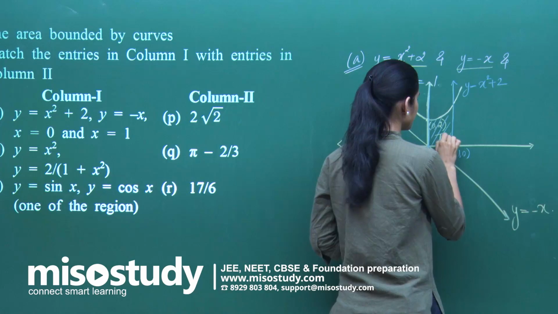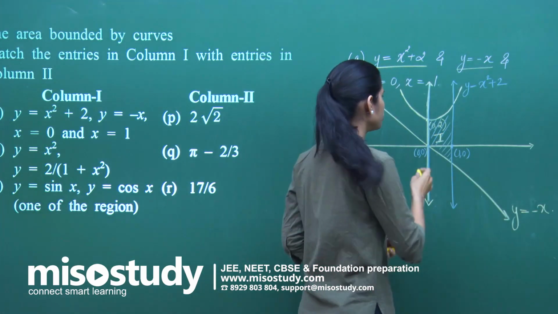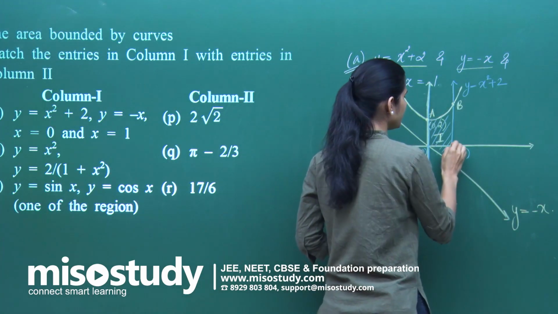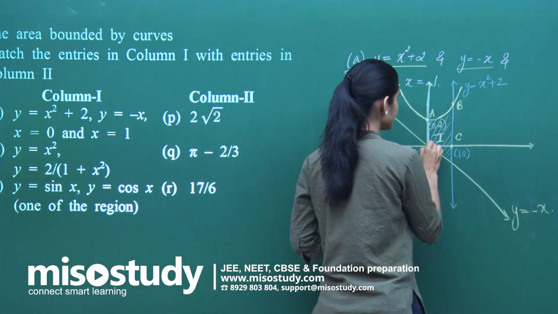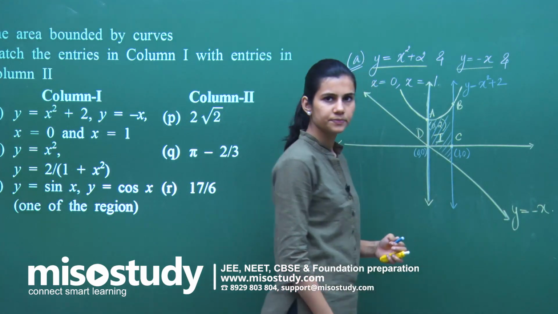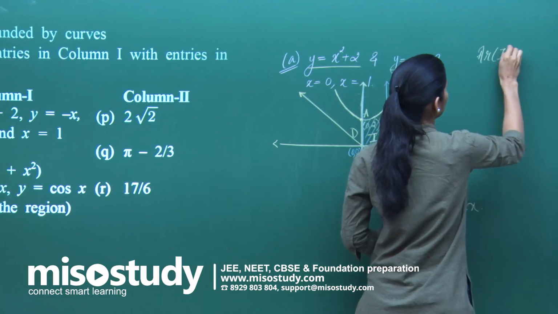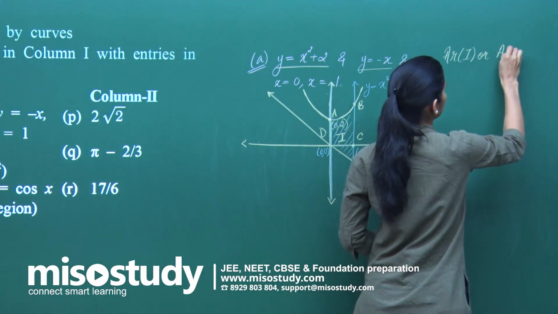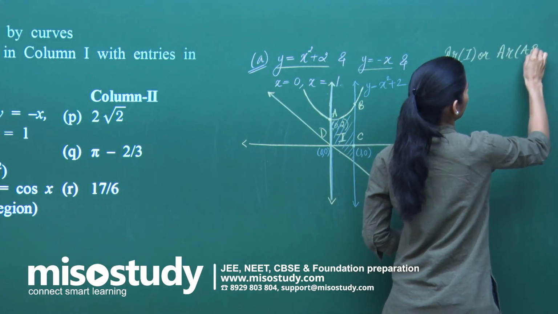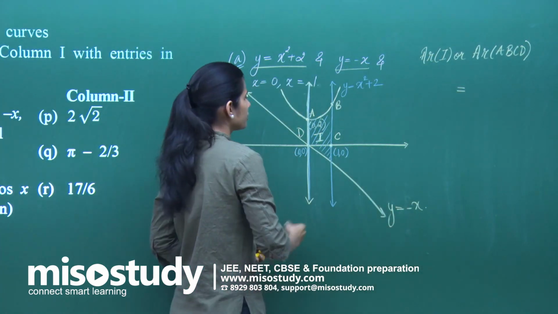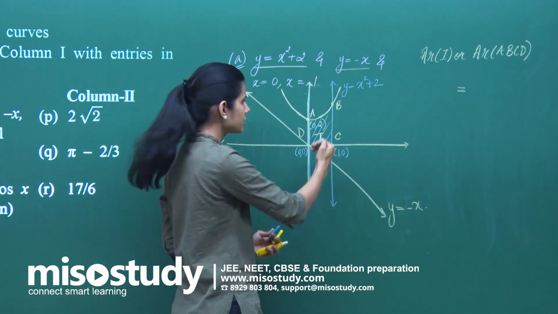Let me name this figure as 1. Or you can do one more thing. This is A. Name this point as B, name this point as C and name this point as D. So, you know, area of 1, or I can say area of the figure ABCD will be what?